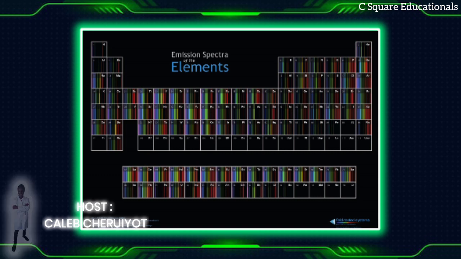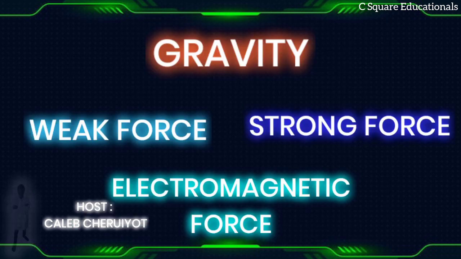There are four fundamental forces or interactions in nature: gravity, the weak force, electromagnetism, and the strong force. Gravity is most familiar to us at larger scales, but at the quantum level, the other forces dominate.